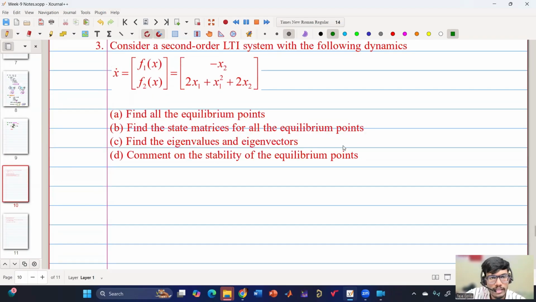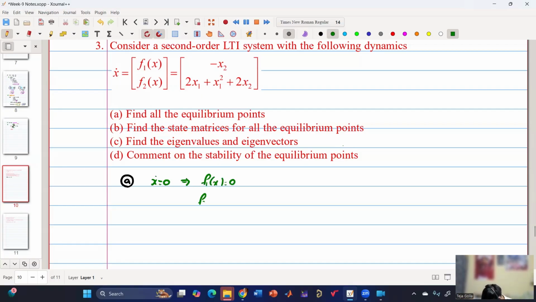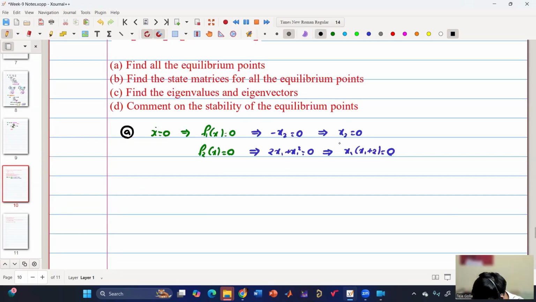Okay. So, to find the equilibrium points, we have to equate x dot to 0. So x dot equals 0, which means f1 of x will be 0. Similarly, f2 of x also will be 0. If we solve this, we get -x2 equals 0, which means x2 is 0. Because x2 is 0, this equation becomes 2x1 plus x1 square equals 0. That implies x1 into (x1 plus 2) equals 0. So now I'll have two equilibrium points.